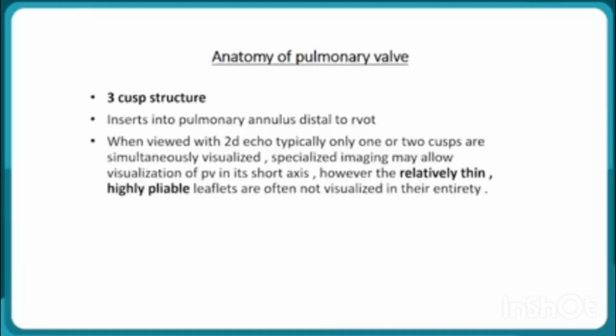Now moving on to the anatomy of the pulmonary valve. It is a three-cusp structure. It inserts in the pulmonary annulus distal to the RVOT. When viewed with 2D echo, typically only one or two cusps are simultaneously visualized. Specialized imaging may allow visualization of the pulmonary valve in its short axis. However, being relatively thin and highly pliable, the leaflets are often not visualized in their entirety.